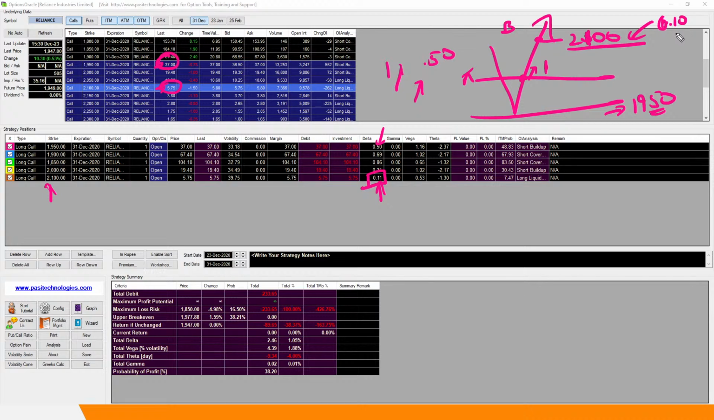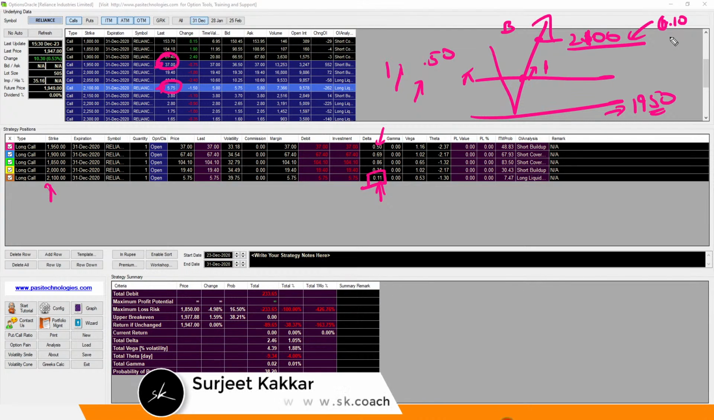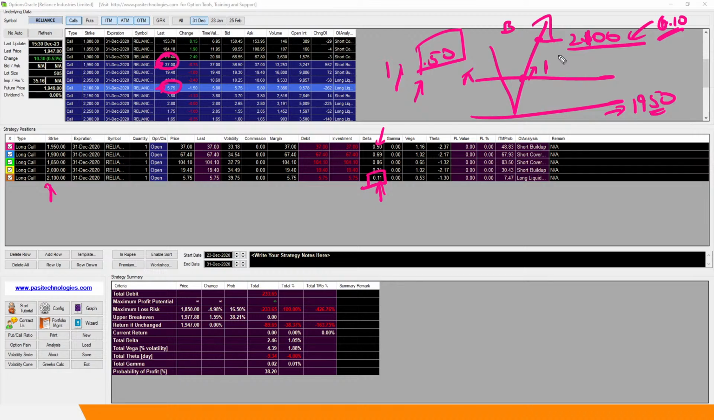I'm betting on the direction, and even after betting on the direction, I'm not trying to take the maximum advantage of that direction. I'm only taking 10% advantage of that direction. Here, at least, I'm getting 50% advantage of that direction. So that's reason number one.